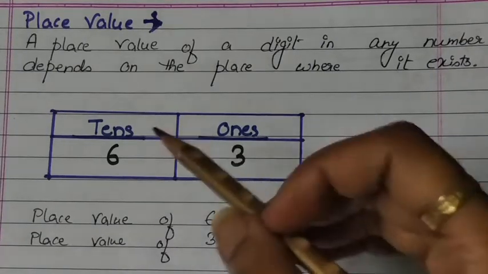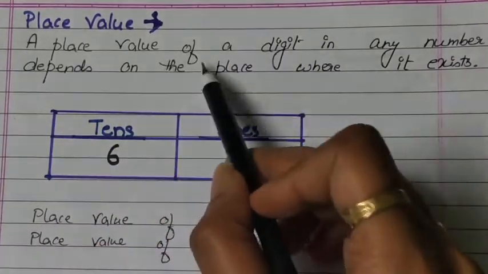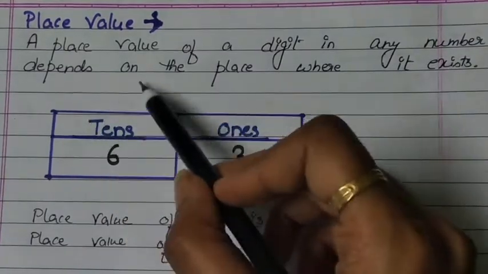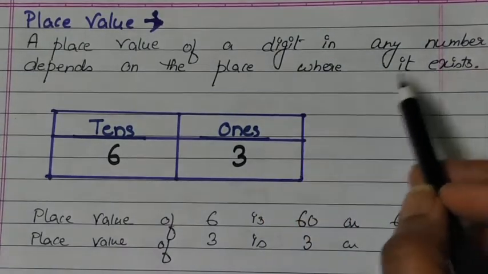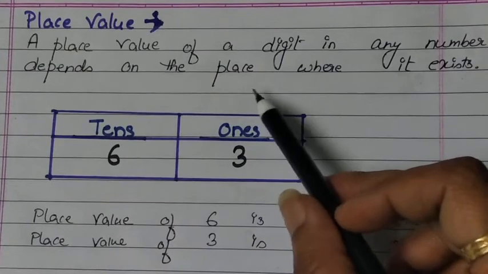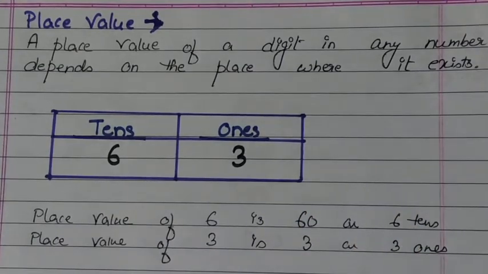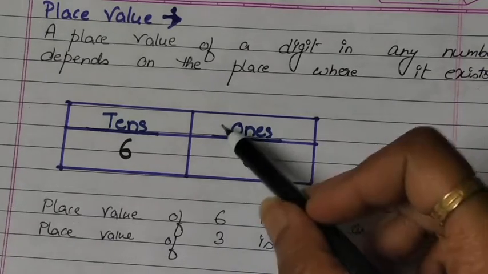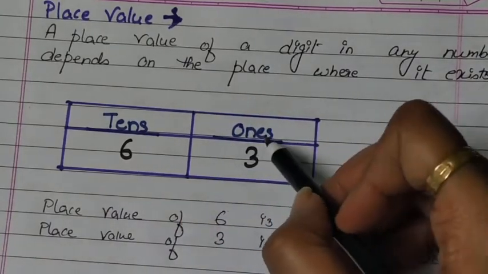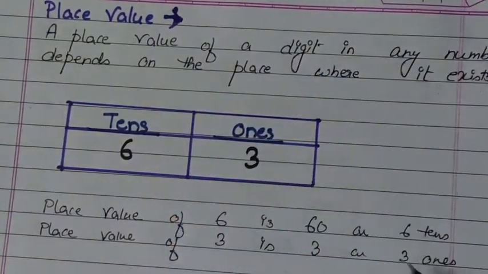Place value. The place value of a digit in any number depends on the place where it exists. Let us find the place value of each digit of the number 63. We can place this number in a place value chart. Here this is the place value chart. This is ones, this is tens. So 63 is the number.